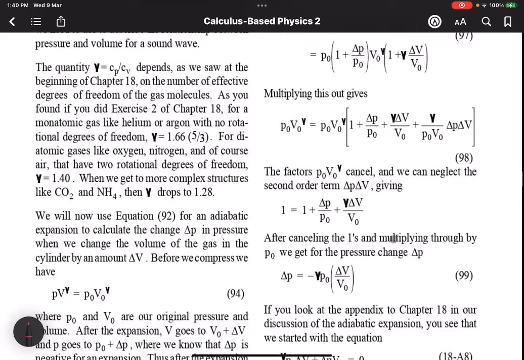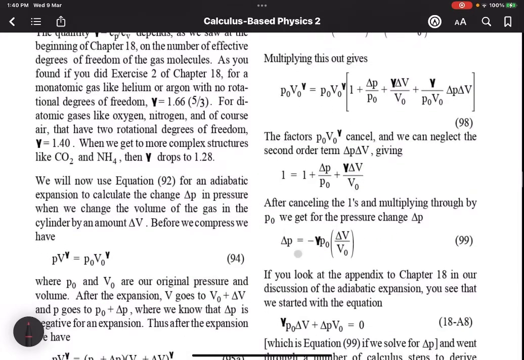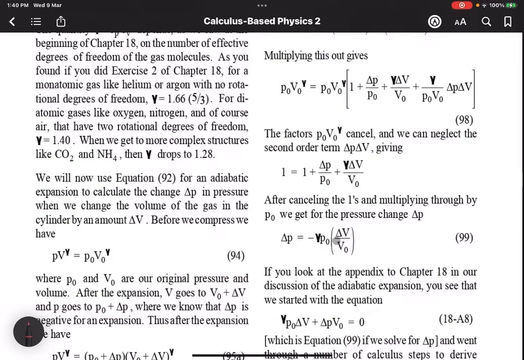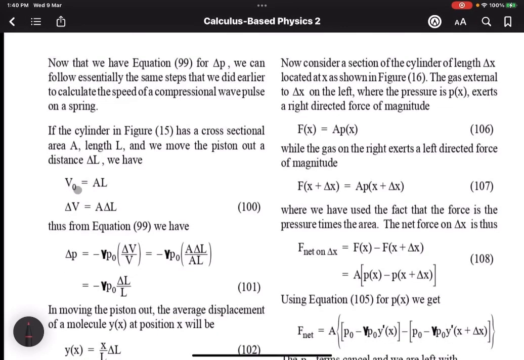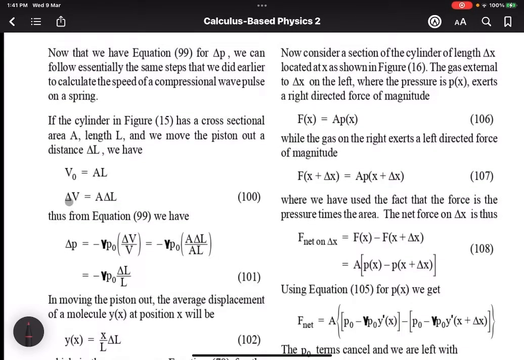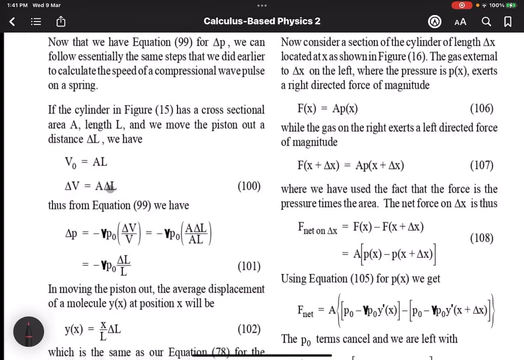After cancelling the 1s and multiplying through by P0, we get for the pressure change, ΔP is equal to negative γ P0 times the change in volume over V0. If the cylinder in figure 15 has a cross-sectional area A, length L, and we move the piston out a distance of change in L, we have V0 equals AL, that is the area times the length, and also the change in volume is equal to A times the change in length.